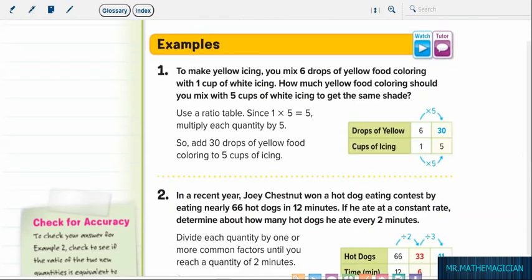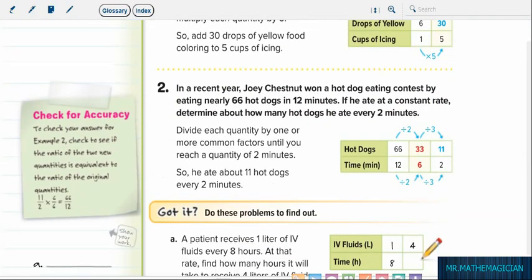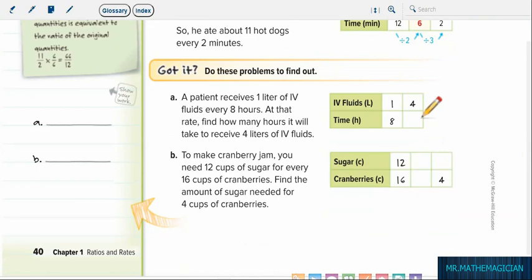Now let's solve some problems. The idea is very clear. A patient receives 1 liter of IV fluids every 8 hours. At that rate, find how many hours it will take to receive 4 liters of IV fluid.